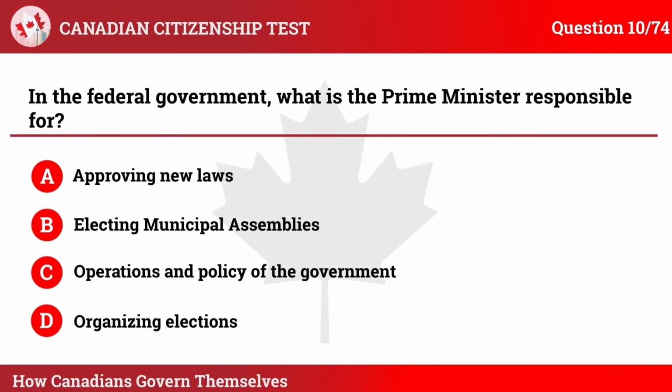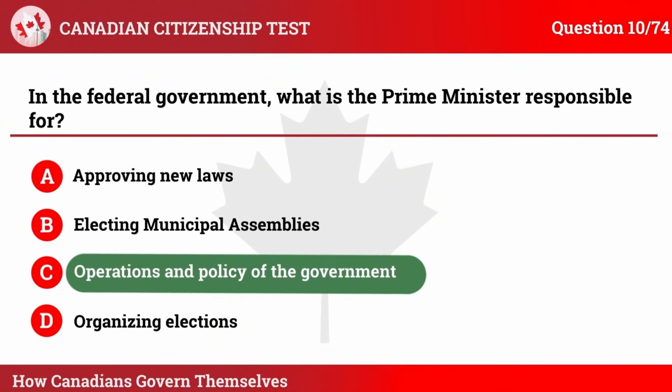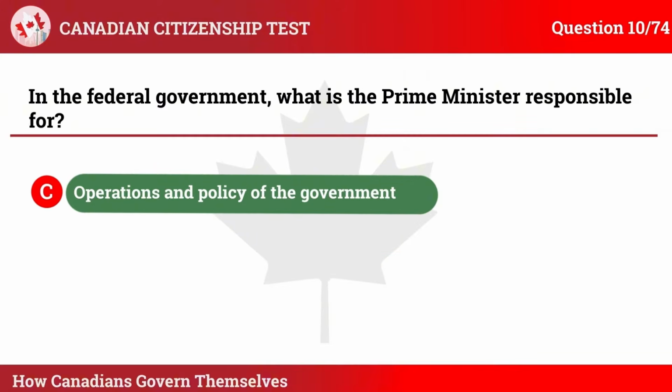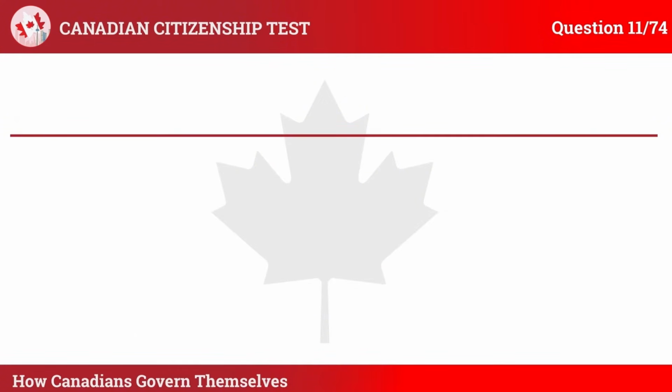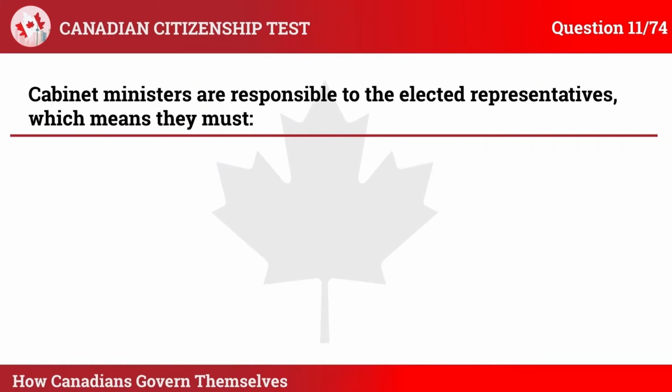The correct answer is C. Operations and policy of the government. Explanation: the Prime Minister in the federal government oversees operations and policy, guiding the government's agenda and making key national decisions.